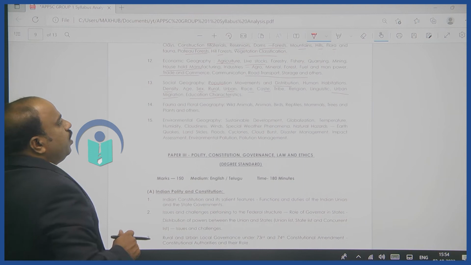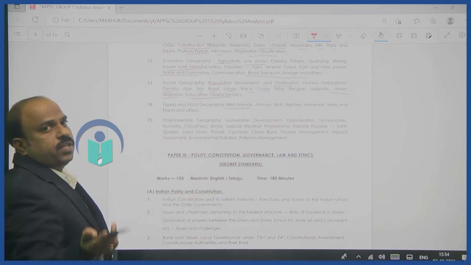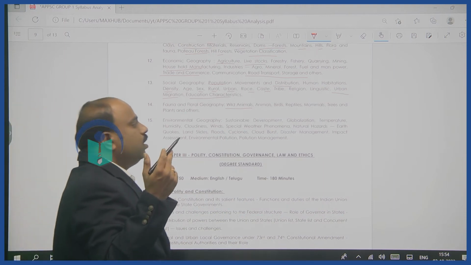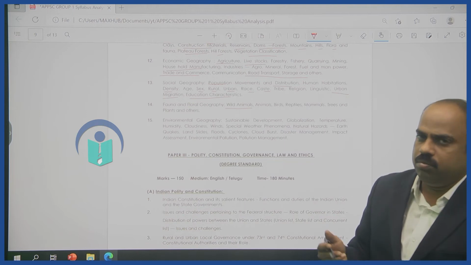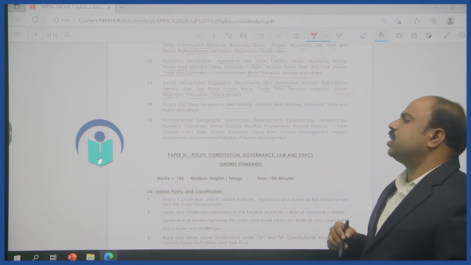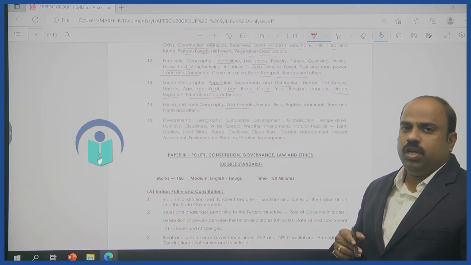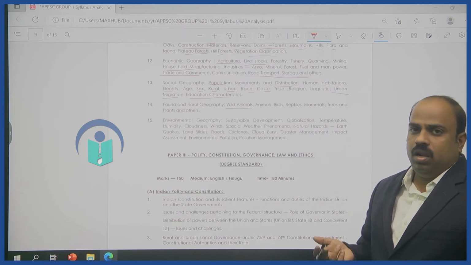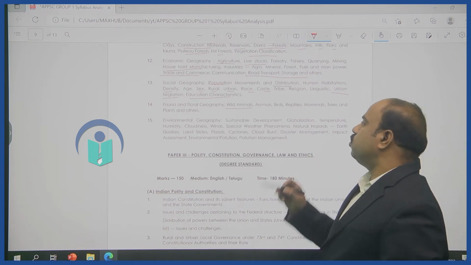Then flora and fauna, various wild animals, national parks, wildlife sanctuaries, wild animals, then birds, reptiles, mammals, etc., new discoveries of animals. At the same time, about the extinction of animals. Okay, following. So vulnerable, endangered, extinct animals. These are also very important.